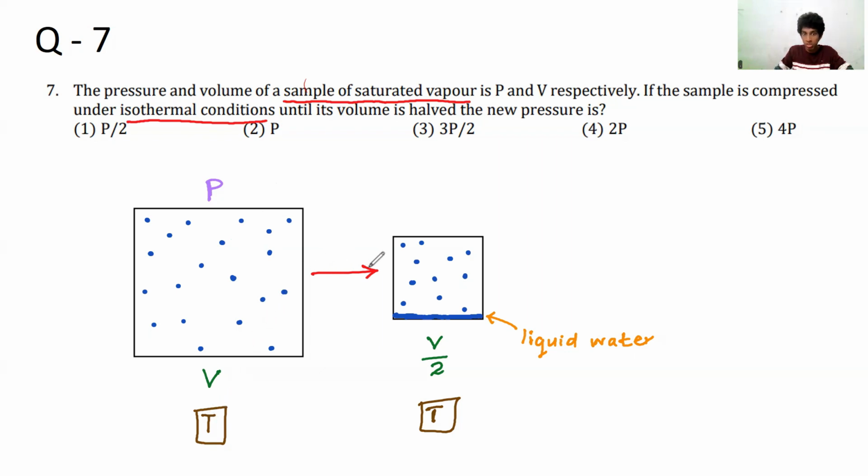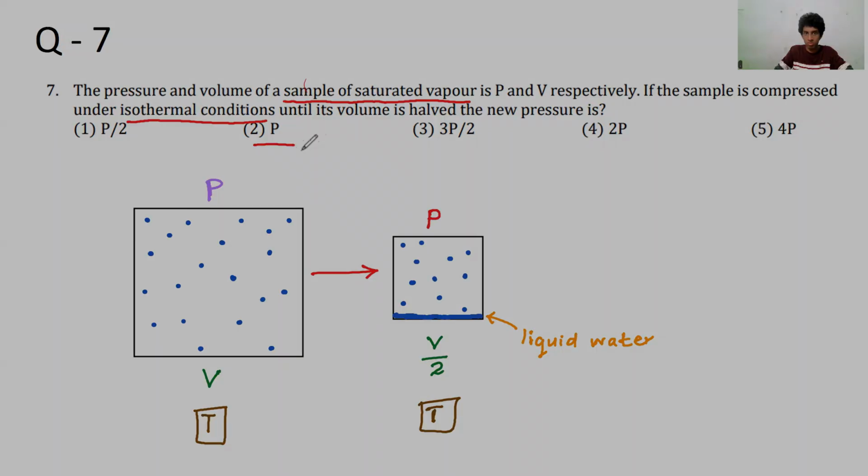And as the volume is reduced at the second instance, the vapor at the second instance is also saturated. The excess water vapor is condensed to form liquid water. And as the saturated vapor pressure doesn't change with temperature, the pressure at the second instance should also be P. So the correct answer is the second one.